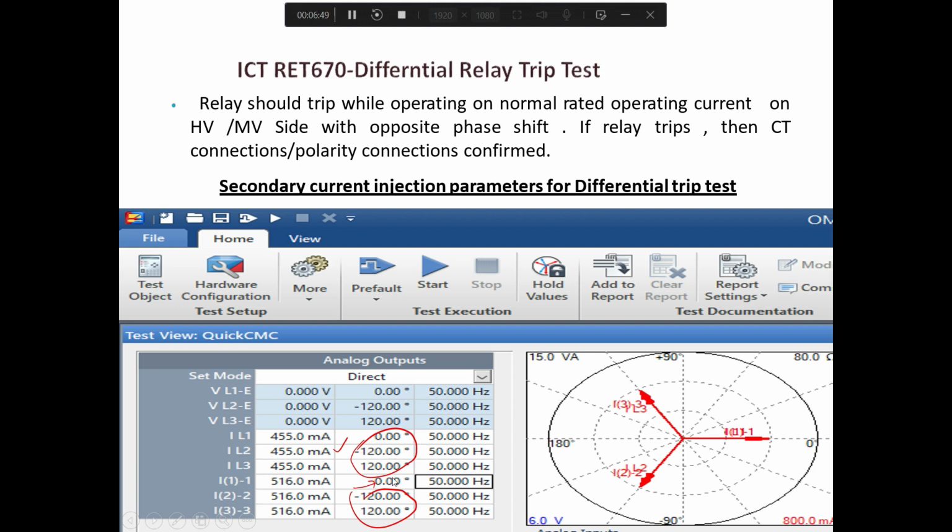So if you reverse this, what does it mean? It means that if this current is entering the object, this current is also entering the object. That means there is definitely some fault inside the protected object or inside this transformer. And so your relay must issue a trip command. Once you reverse this direction, definitely my relay will issue trip command, and that trip command will be instantaneous.